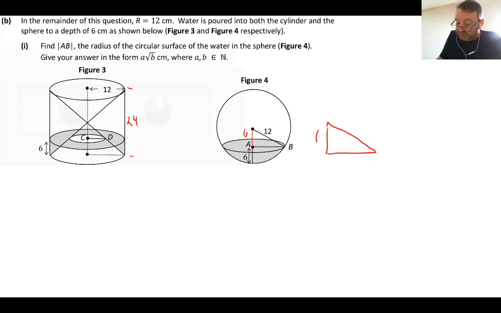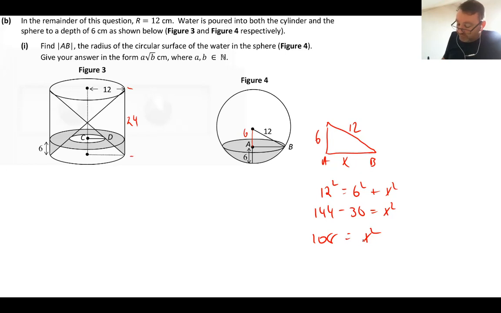What do we get? 6, 12, and x between A and B. So I'm simply going to use the theorem of Pythagoras to work out this length of AB, which is 12 squared is equal to 6 squared plus x squared. 144 minus 36, because you take that over here, is equal to x squared. That's going to give me, if I can find it, 108 is equal to x squared.